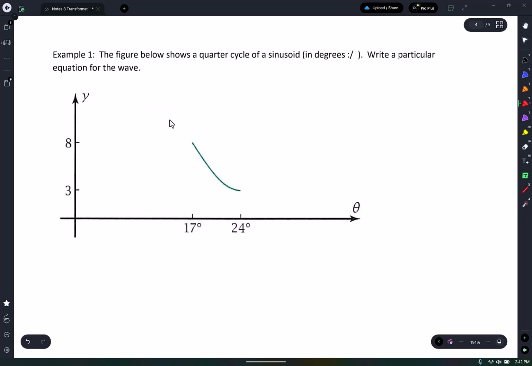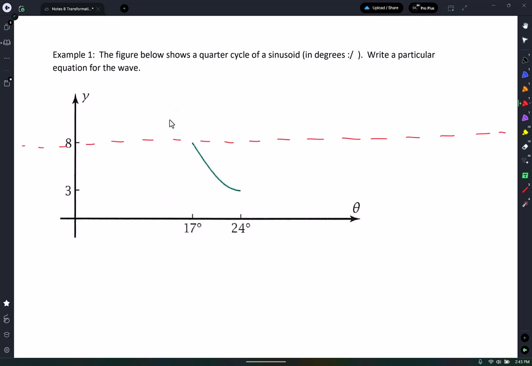I don't know if you recognize this one. This one's actually from your notes. And I went back to degree mode. We're going to start figuring stuff out, like how to graph cosine and sine. This is the midline, the 8. The 3 is the minimum. The difference between 8 and 3 is 5. So I'm going to go 5 up from 8. So I'm going to say that's what, 13? 13.